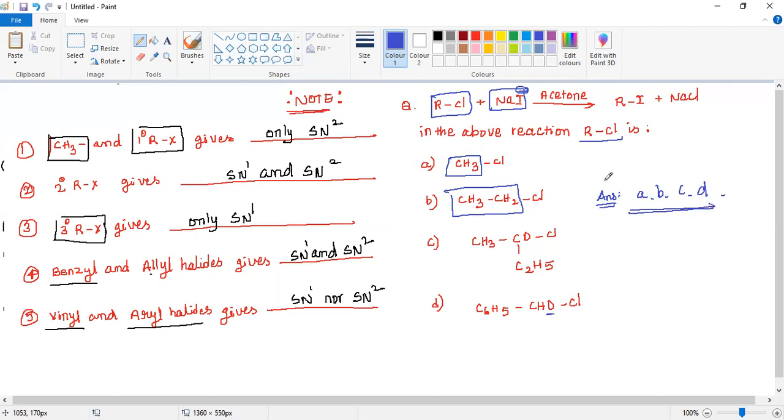Anything can be taken. The answer is A, B, C, D, meaning all of these. Clear? Okay beta. So this is the end of the differences between the nucleophilic substitution reactions SN1 and SN2, and a few important points we learned. After that, this was one of the silly questions. In the next part we are going to learn the types of nucleophilic substitution reactions, like intermolecular and intramolecular SN reactions.